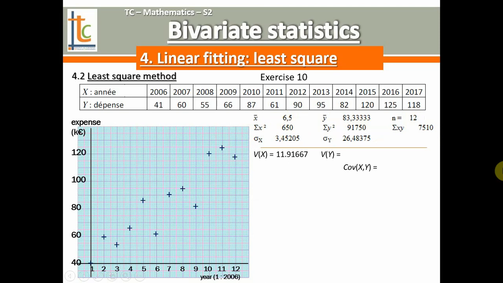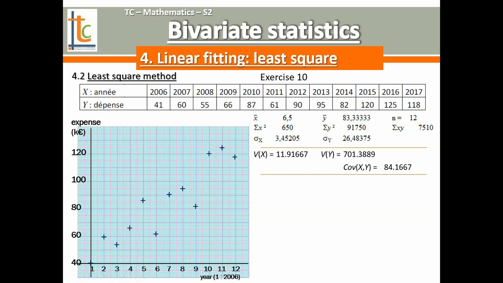The variance of y the same way with y, this number divided by 12 minus this one squared, and the covariance is the sum of xy, so 10,510 divided by 12 minus the product of the average values. Result 84 approximately, which is a positive result, and that shows you that indeed the global trend is an increasing function of y with respect to x, so of the expense through time.